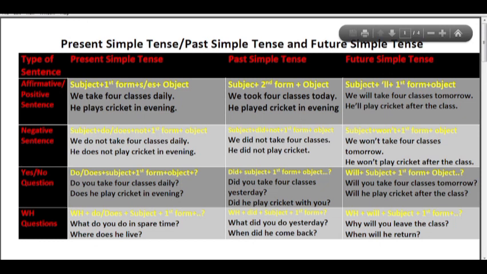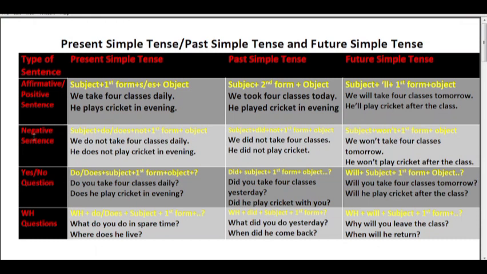In future simple tense, we have subject. It is followed by apostrophe double L, or we may use will plus first form of the verb and then object. For example, we'll take 4 classes tomorrow, or he'll play cricket after the class.